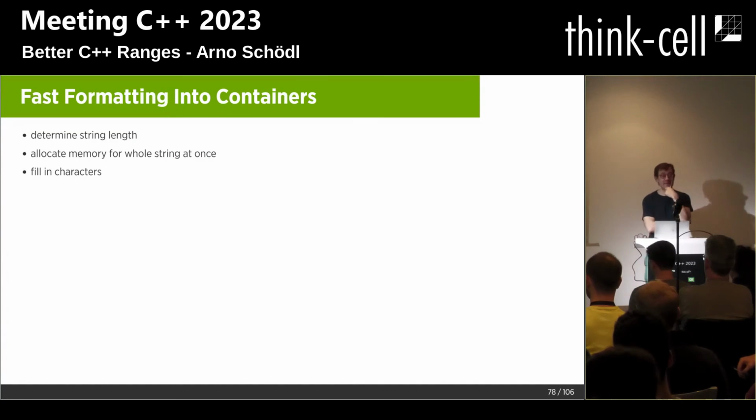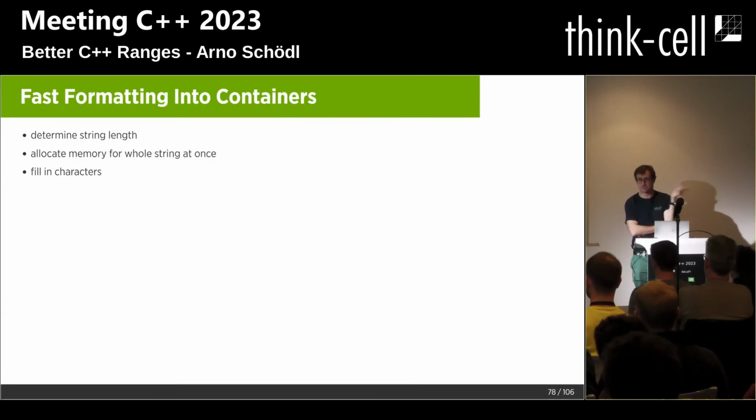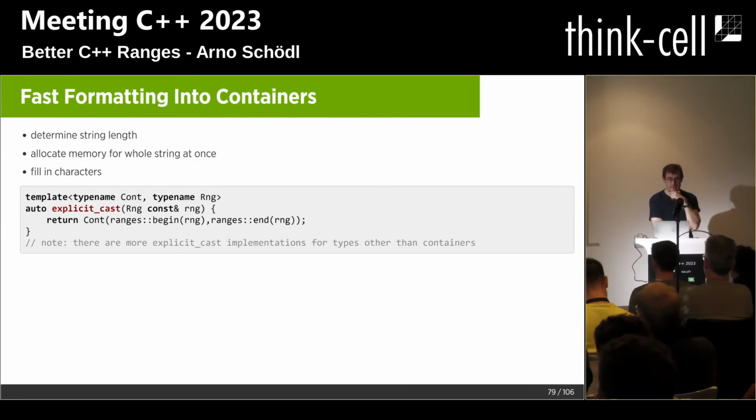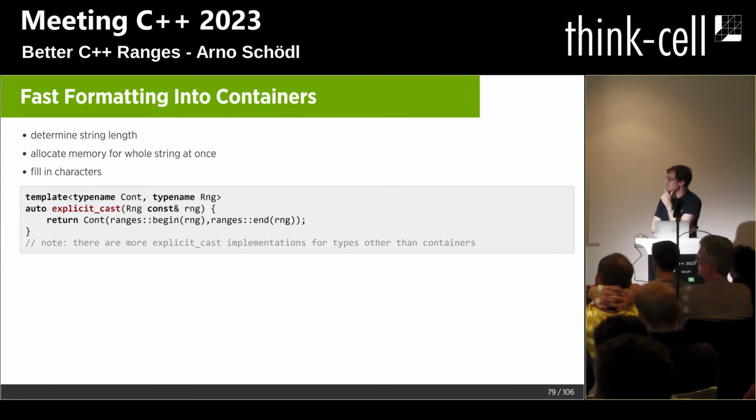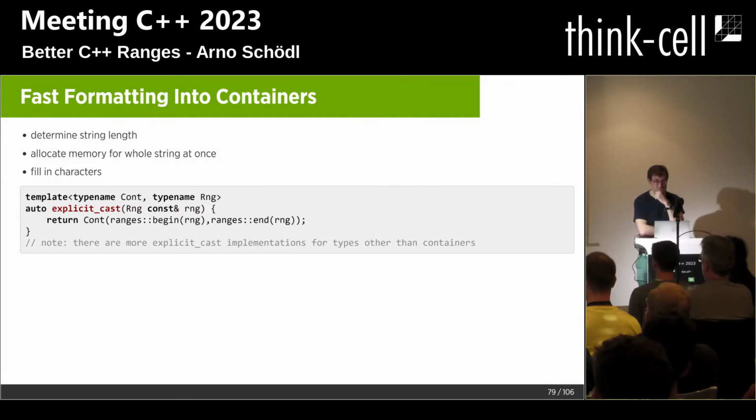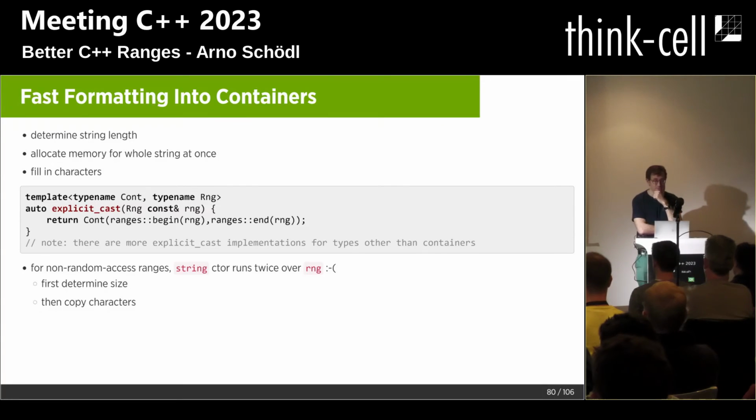Now, let's see how we can speed up the formatting into containers. The idea would be we determine the string length, then we can allocate for the whole string, allocate the object, allocate memory, and then fill in the characters. Maybe that's something that we can reap as a side benefit from having everything as a range. So we could write it this way, where explicit cast essentially just takes iterators, begin and end, and then constructs the container. The problem is, for non-random access ranges, the string constructor runs twice over the range.